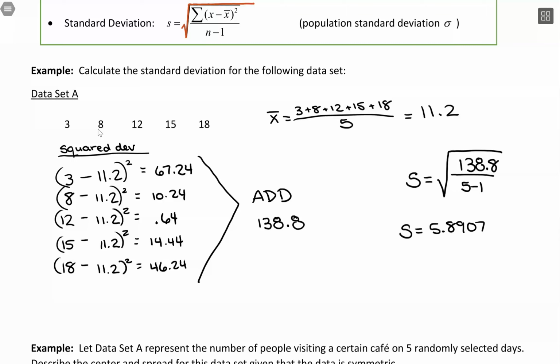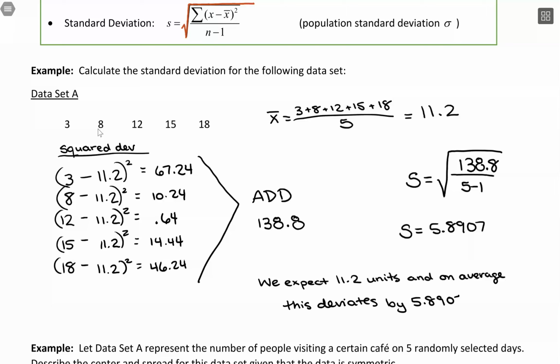And that should give you a standard deviation of 5.8907. So in terms of a sentence without any context here, it's that we expect 11.2 units, and on average, this deviates by 5.8907 units. So that's how we could put that into a sentence.